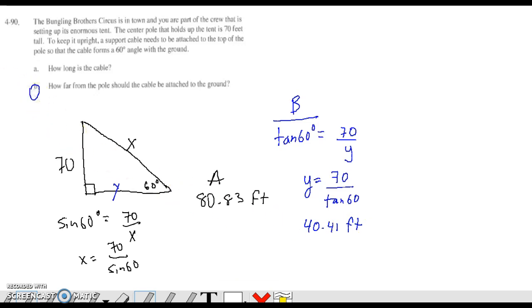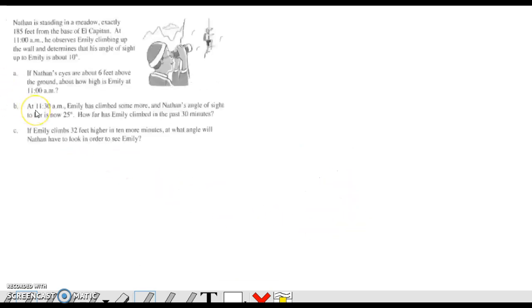All right, let's try number 91. Again, if you got any of these right, feel free to skip ahead. Nathan is standing in a meadow looking at El Capitan. So again, here is our right triangle. This time Nathan is right here, looking up to Emily. So Emily's at the very, very top.